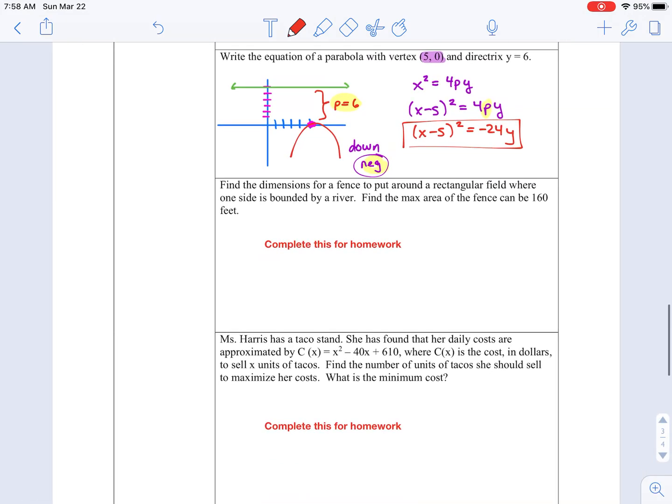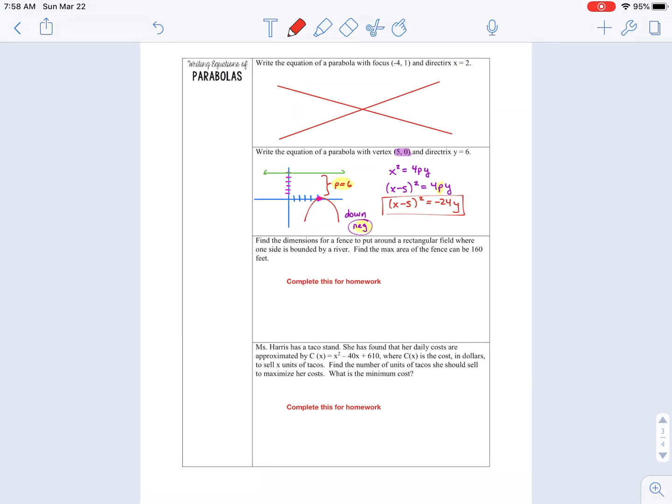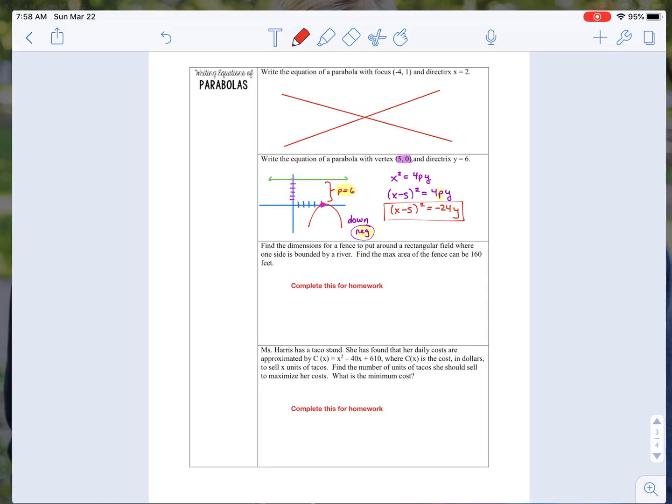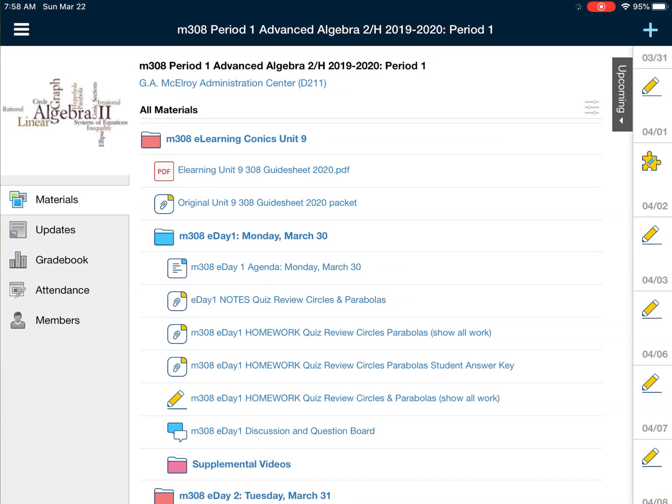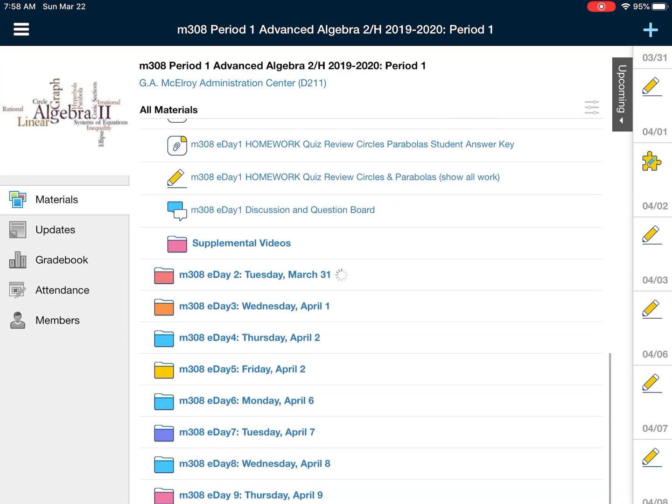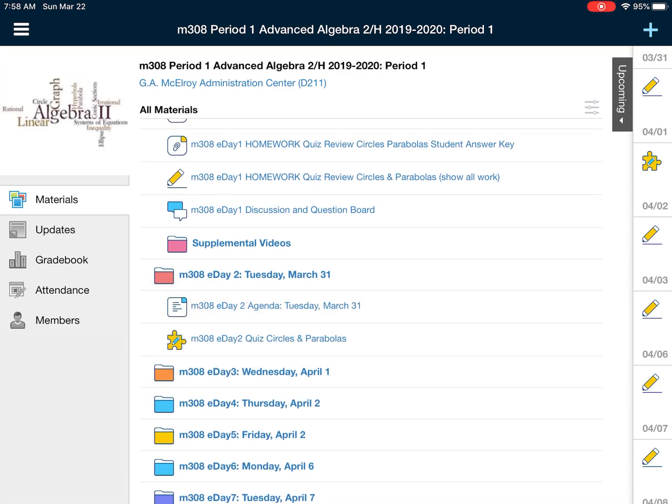The next two problems I'm asking you to complete for homework. This will help you for your quiz review. Please look back at your notes for examples on those two. So let me just review real quickly. Tomorrow is a quiz. It is on Schoology. And when you go to Schoology for day 2, you're going to find your quiz.